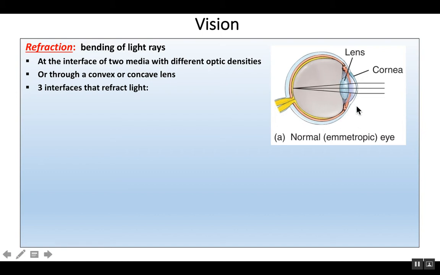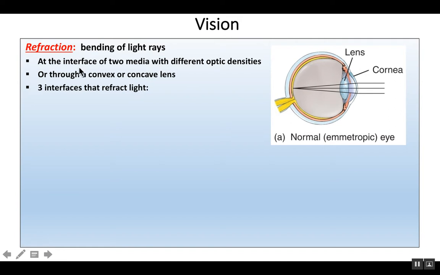This is a normal eyeball. We call a normal eyeball emmetropic. So this is our emmetropic eye. The shape of the eyeball is correct. The curvature of the cornea and the lens is correct. And when light rays enter the eye, they are refracted and the focal point hits the retina directly. So this is what we want. This will give us our best ability to see images.